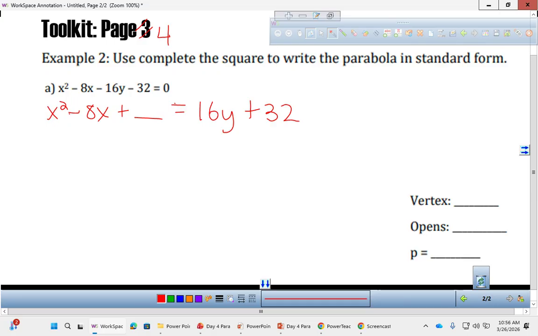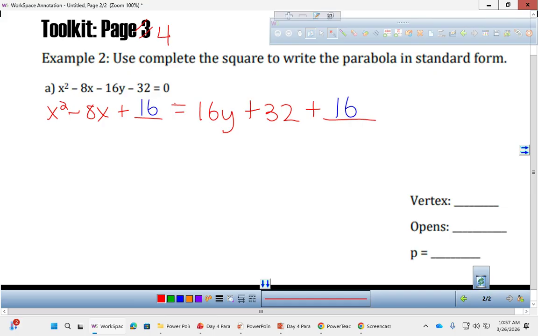But I'm also going to do this. Because I can't add something to one side of the equation that's not there without adding it to the other side as well. So I've got to do that number over there too. So complete the square happens the same way we do it for circles. It's half of this number, -4, squared, 16. So the number I'm adding in, my perfect square, is 16. So I'm going to add that to both sides.